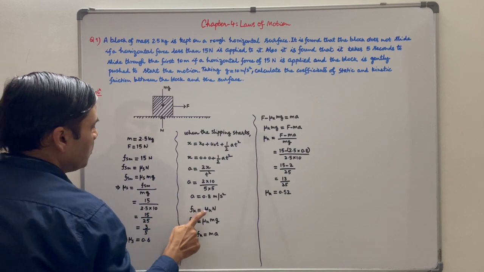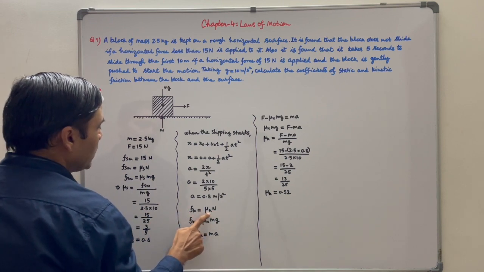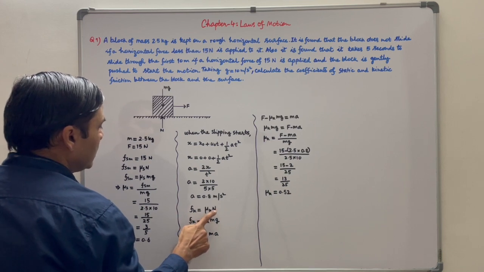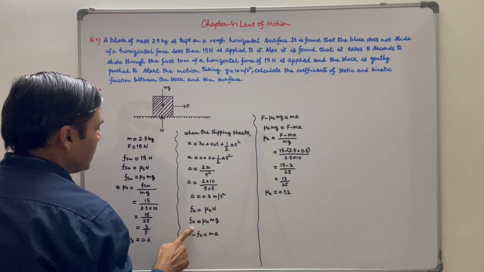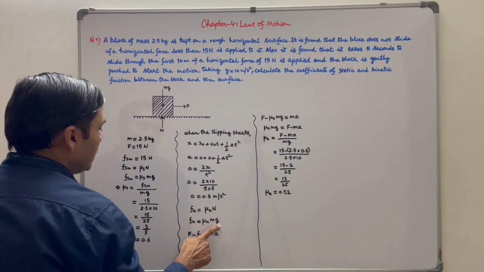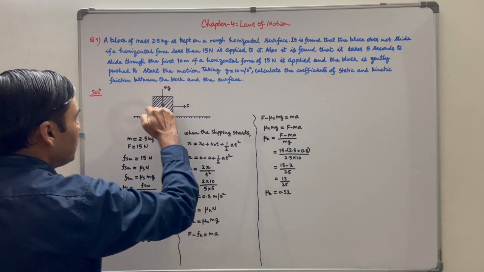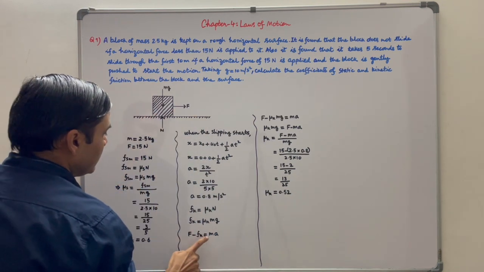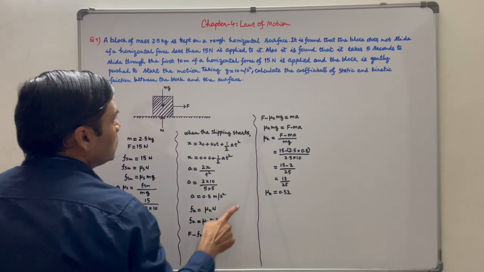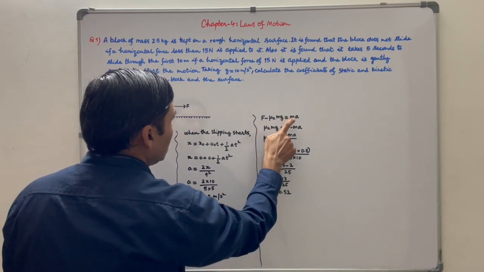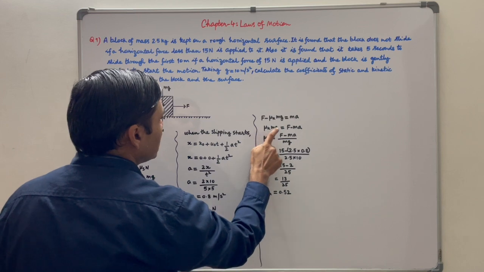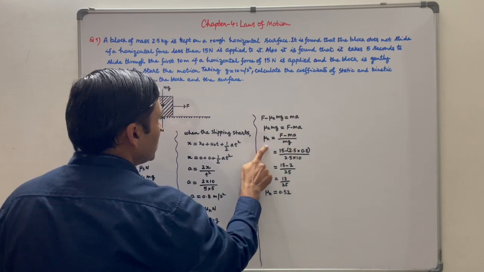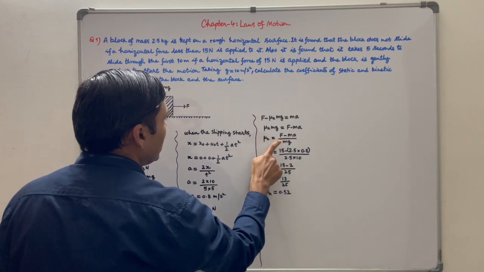Fk is given by mu k n, where mu k is coefficient of kinetic friction, n is normal reaction, n is equal to mg. So Fk is equal to mu k mg. Now resultant force is F minus Fk, and that is equal to ma. So F minus mu k mg is equal to ma, or mu k mg is equal to F minus ma, or mu k is equal to F minus ma upon mg.